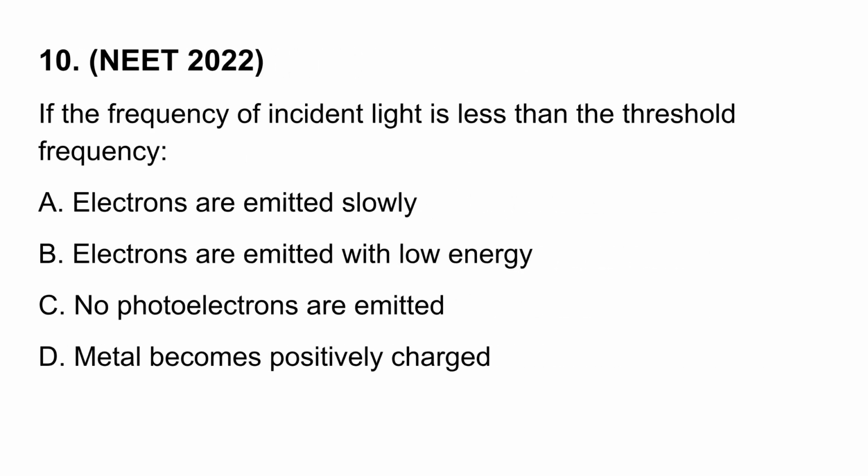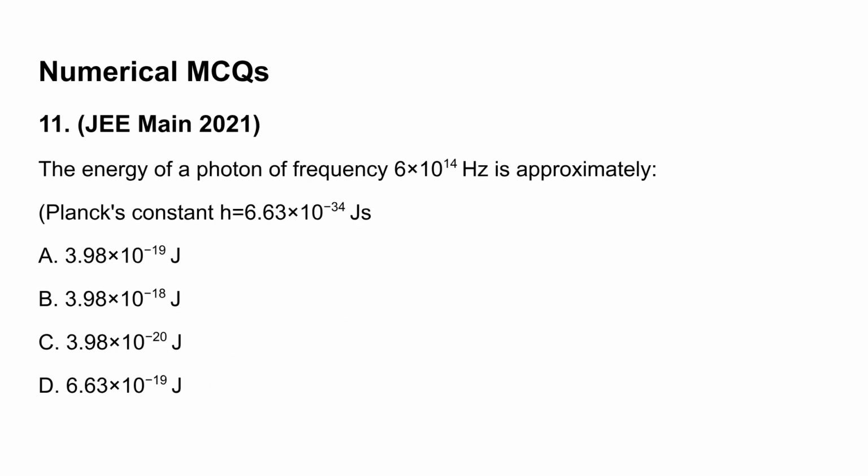Question 10, NEET 2022. If the frequency of incident light is less than the threshold frequency, which statement is correct? A. Electrons are emitted slowly, B. Electrons are emitted with low energy, C. No photoelectrons are emitted, or D. Metal becomes positively charged.